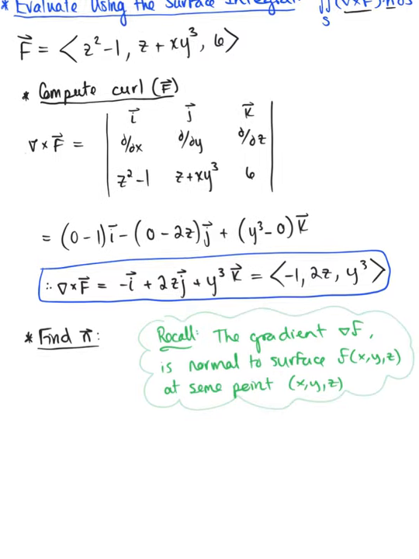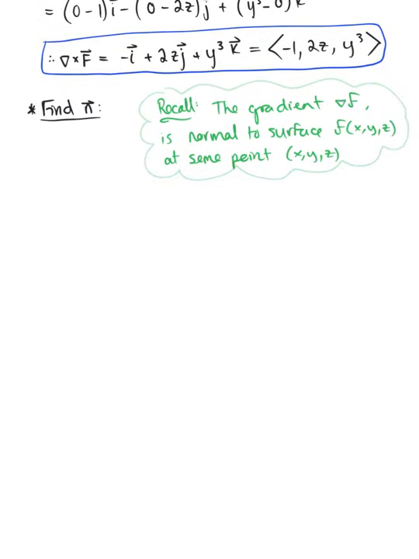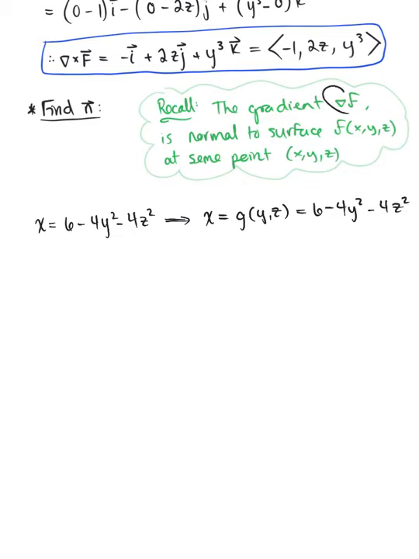So let's think about what we are given. So we know to start, we have this surface defined by the paraboloid x is equal to 6 minus 4y squared minus 4z squared. So we have an explicitly defined surface here. So we can say that this is equivalent to x is equal to g of y, z, where g of y, z is defined as 6 minus 4y squared minus 4z squared. So if we want to find the gradient vector to this surface, we want to rewrite this surface implicitly.